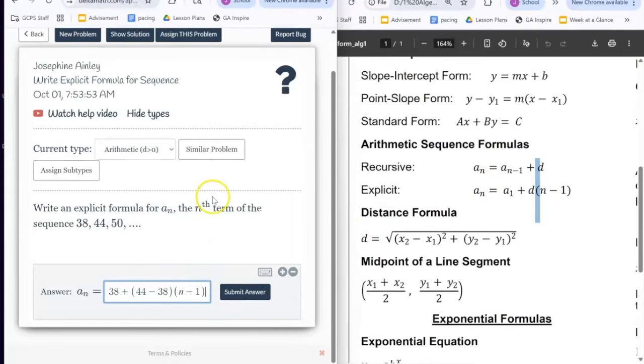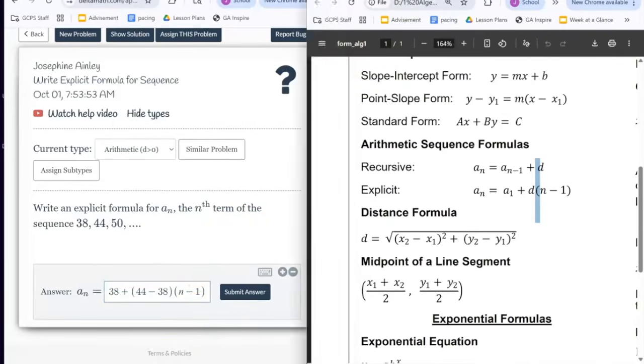n is not a number because it's saying find the nth term. n is just the term number. This is the first one. This is the second one. This is the third one. The next one will be the fourth, fifth, sixth, seventh, eighth, ninth, 10th. If they told you find the 10th term, you would come right here and say 10. But since they don't, you will say n.